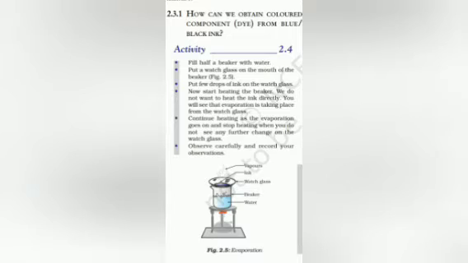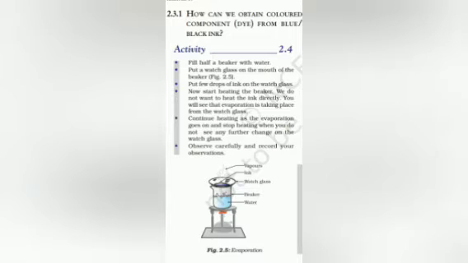See the activity. Fill half a beaker with water. Water लेना है beaker में. Put a watch glass on the mouth of the beaker. See the picture given over here. उसमें जैसे बीकर के ऊपर एक वॉच ग्लास रखिए. वॉच ग्लास क्या होती है? एक ग्लास की प्लेट होती है, उसके ऊपर रख दी है.